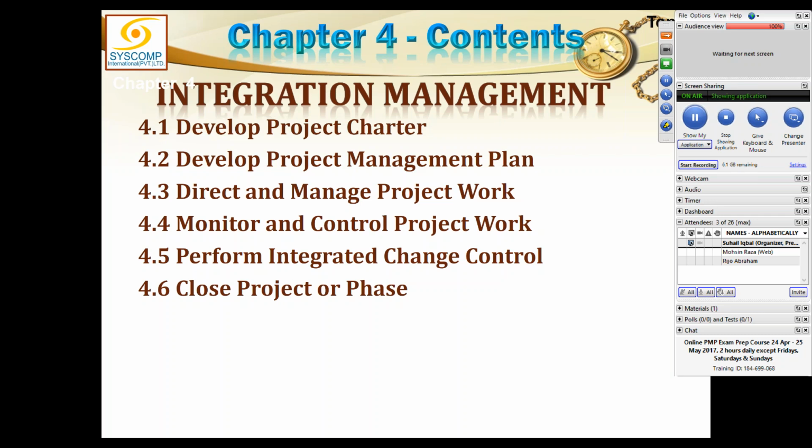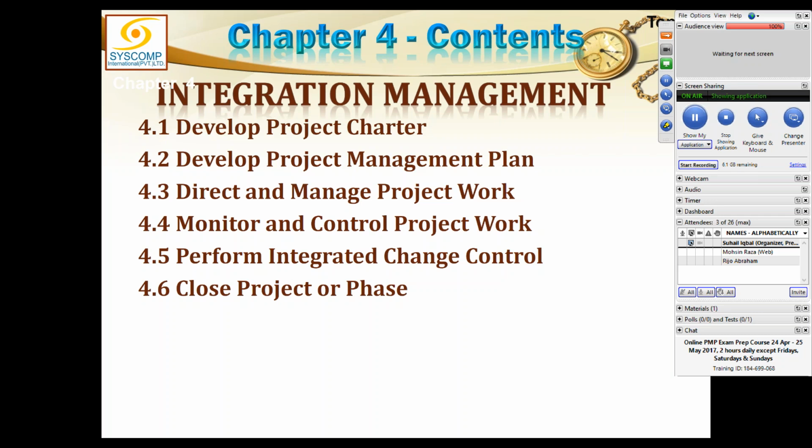In monitoring and control, we have two processes for integration. One is for the thorough analysis, that is monitor and control project work. That will take the analysis of all other controls. There are many controls. Every knowledge area has a control there, except for one. Can you tell me which knowledge area doesn't have a control in the monitoring and control process group? Or HR. HR.